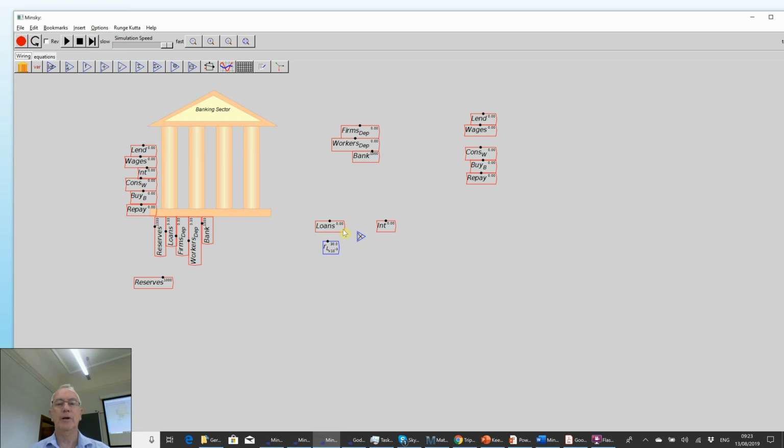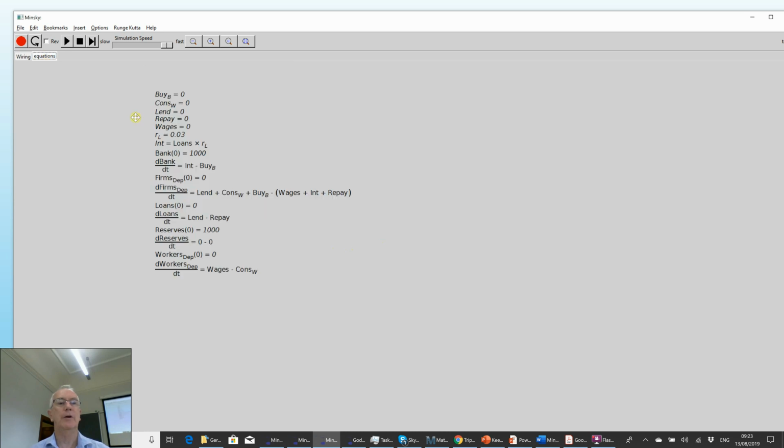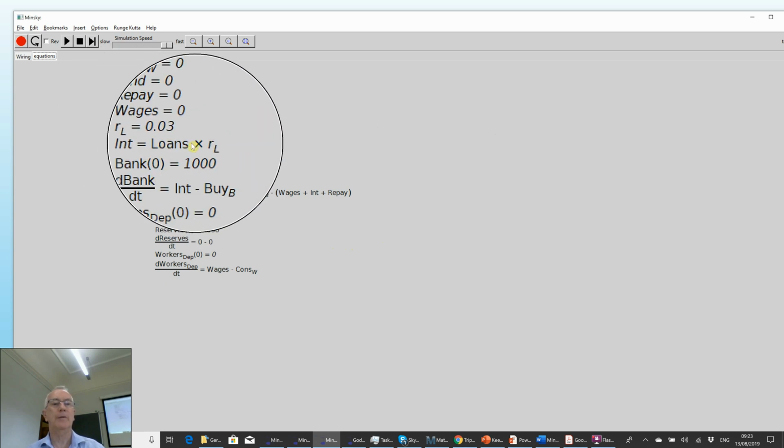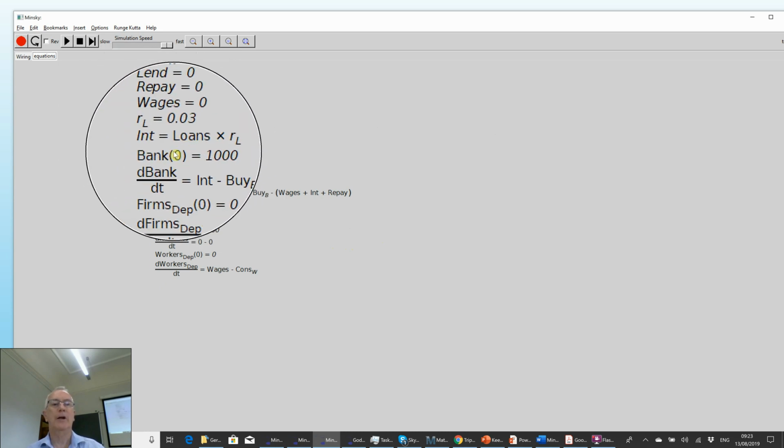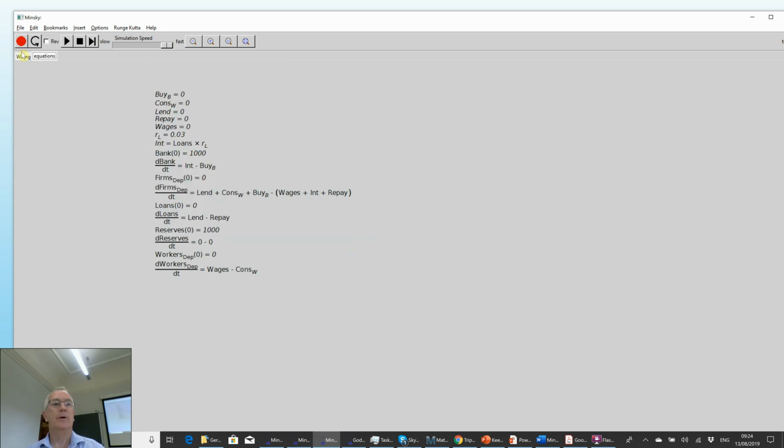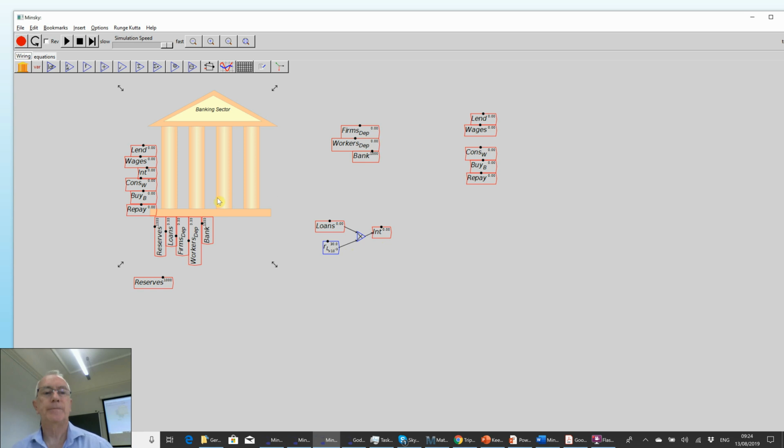Press the multiply key and wire loans to the top, RL to the bottom, bang, and now you've defined rate of interest on loans. If you take a look at the differential equations, you've now got part of this defined. You've got a new parameter, rate of interest on loans, and interest is equal to loans times the rate of interest on loans. Okay, so it's quite straightforward to do that.